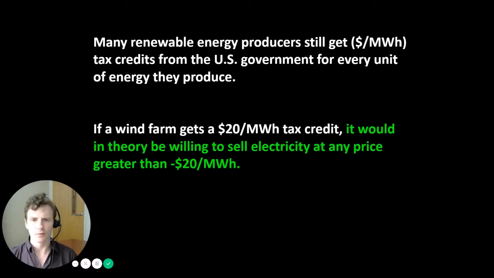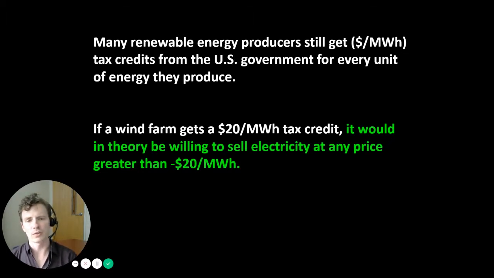So if a wind farm gets a tax credit from the U.S. federal government such that it earns $20 per megawatt hour just as a tax credit, in theory, it would be willing to sell electricity at any price in the market greater than negative $20 per megawatt hour. For example, if it was selling electricity for negative $15 per megawatt hour, it would still get $5 per megawatt hour profit because of the $20 per megawatt hour tax credit.